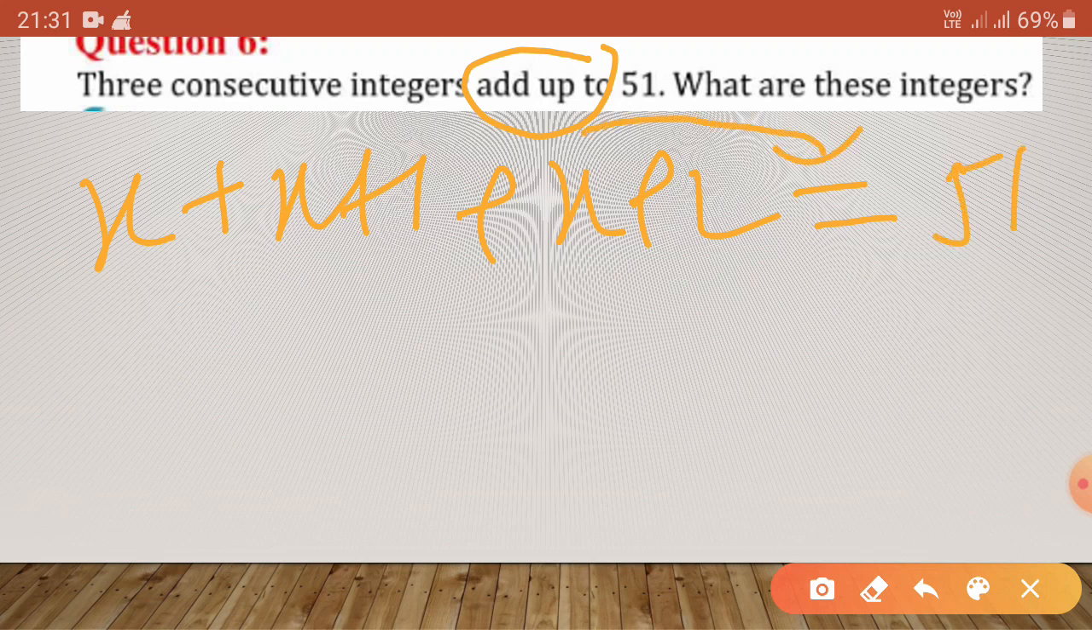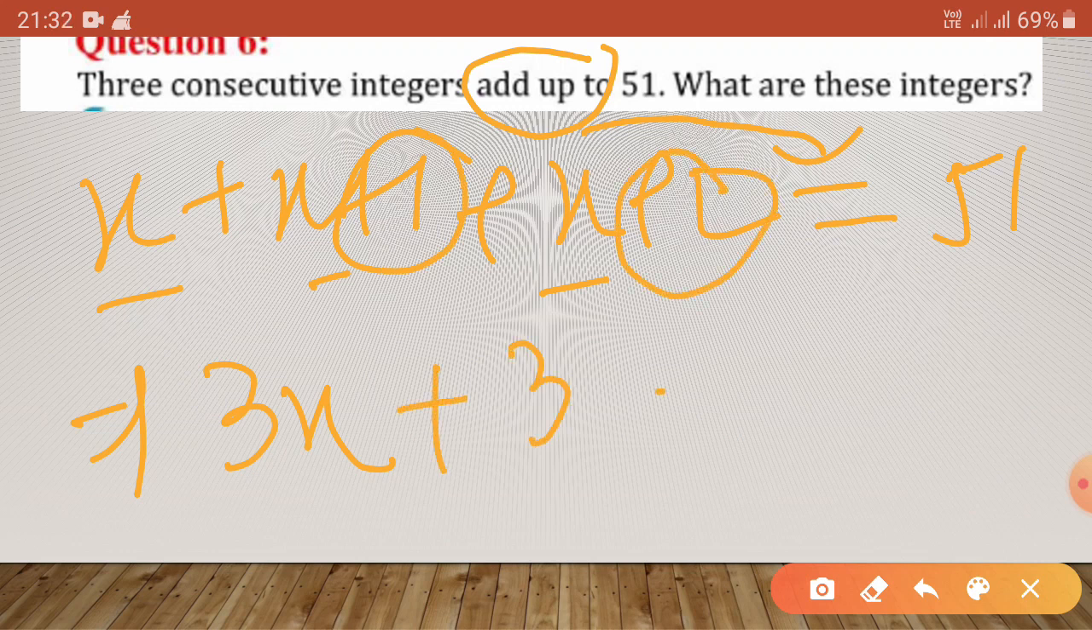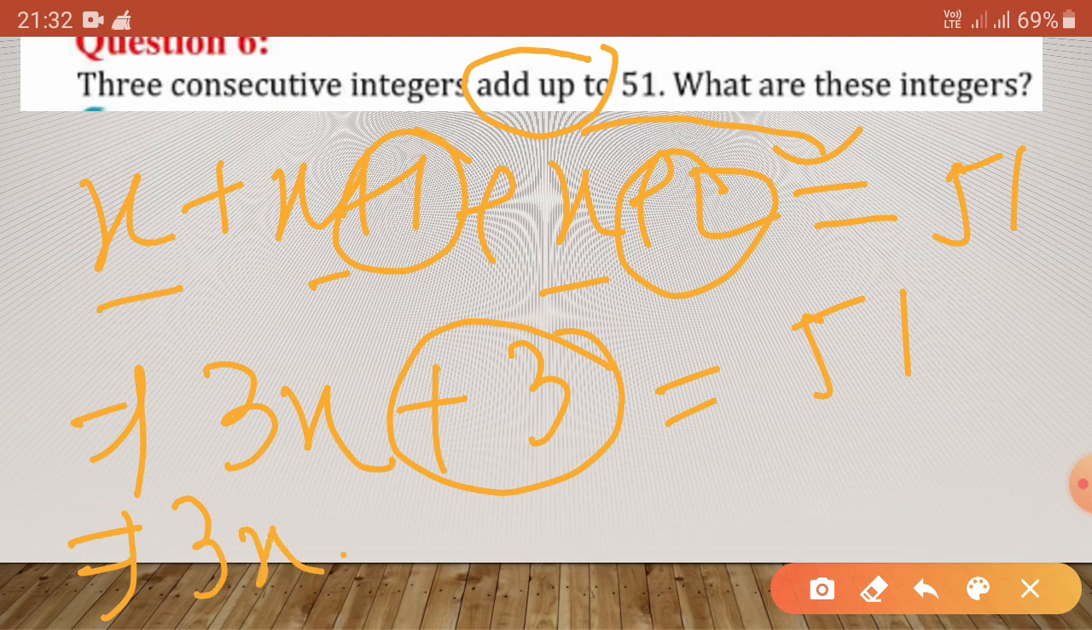Now add all those x, so we got 3x and then plus 1 and plus 2 gives us plus 3 equal to 51. So now the basic equation is 3x plus 3 equal to 51. Here we can omit this value, so we can write minus 3 on both sides of this equation to eliminate this value.